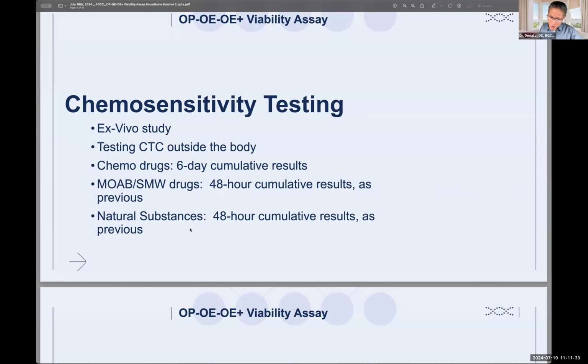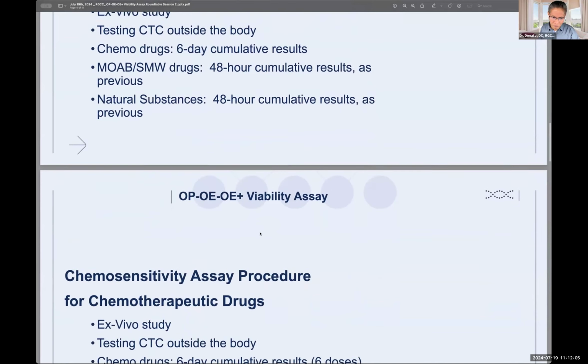The natural substance is also a 48-hour cumulative result. That's the same for targeted drugs and natural drugs. But the chemo drugs, the alkylating agents, the nucleoside analogs, are all a 6-day cumulative result. That's why they give such a high percentage, like 80-some percent. Here, with this 48-hour, you'll rarely see anything over 45% sensitivity. That's very high efficacy, by the way.